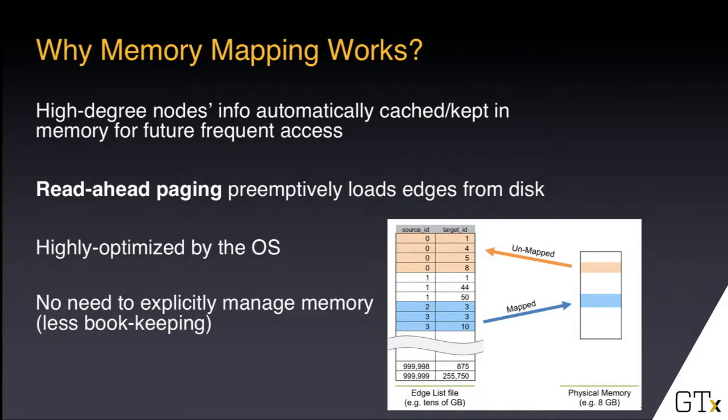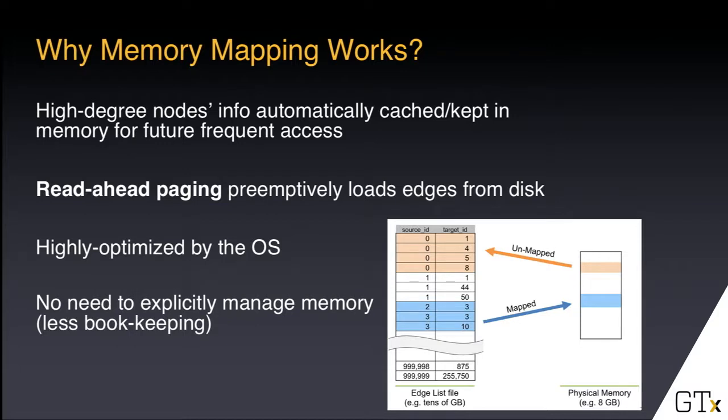So we may ask why memory mapping works so well. The main reason is actually leveraging the characteristics of virtual memory systems. For example, virtual memory systems have something called read-ahead paging. That means to preemptively load part of a file that the system thinks would be needed into memory. So it works really great for our case where we have the graph edges, and if we start to load from the beginning, then the operating system would say, oh, you probably need to use the rest of the edges too, so let me preemptively load those into memory as well.